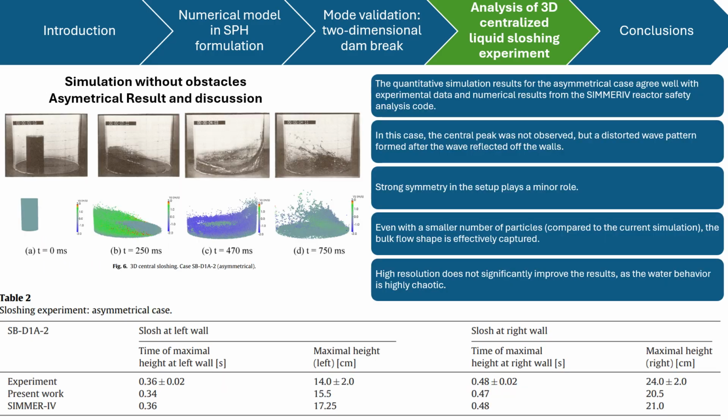Next we have the asymmetrical result and discussion. The asymmetrical case does not begin in the center but a little bit to the edge. Here we can see that the quantitative simulation result for the asymmetrical case agrees well with experimental data and numerical results from the SPHERA safety analysis code. In this case, the central peak was not observed, but a distorted wave pattern formed after the wave reflected off the walls. Strong symmetry in the setup plays a minor role, even with a small number of particles compared to the current solution. The broken flow shape is effectively captured. High resolution doesn't significantly improve the result as the water behavior is highly chaotic.